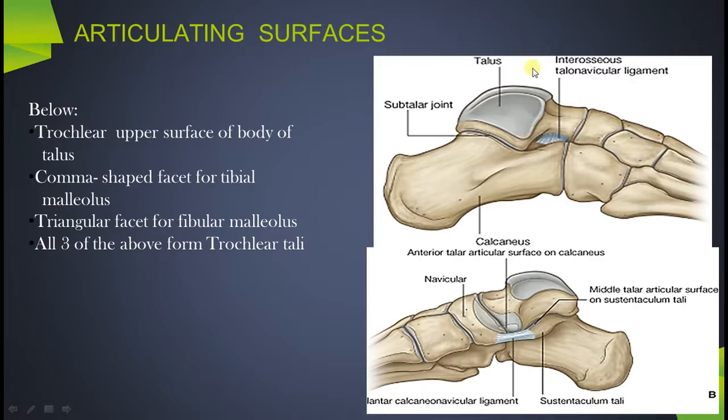So these three articular surfaces together form the trochlea tali. Those articular surfaces are called the tibiofibular mortise, and this articular surface on the upper trochlear surface, along with the triangular facet and the comma shaped facet on either side, put together form the trochlea tali.